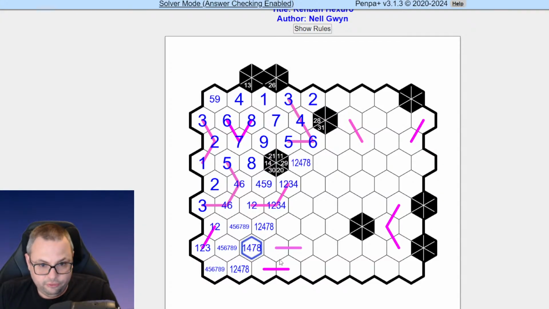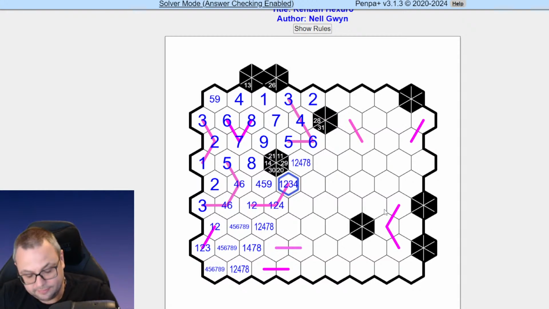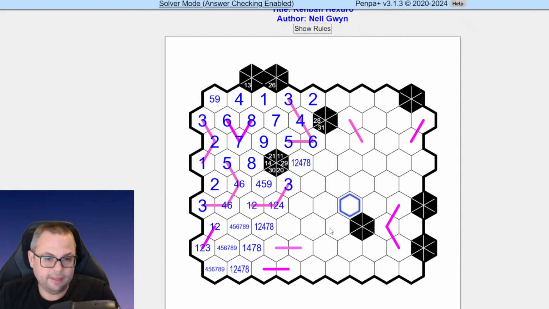This cell C is a 2. Oh, this cell C is a 3. Oh, actually, I can just place the 3, right? I know where the 3 is. Yeah, there's a 3 there. So I can just place this 3 while we're talking about things.